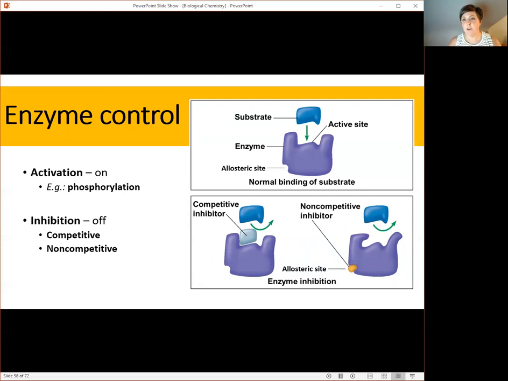Non-competitive inhibitors are so named because they do not compete with the substrate for the active site. Instead, they bind to a location called the allosteric site, which is essentially a spot just physically distanced from the active site. Importantly, however, when a non-competitive inhibitor binds to the allosteric site, this does cause a conformational change in the active site. So this still would effectively prevent the substrate from binding and therefore prevent the chemical reaction from taking place.